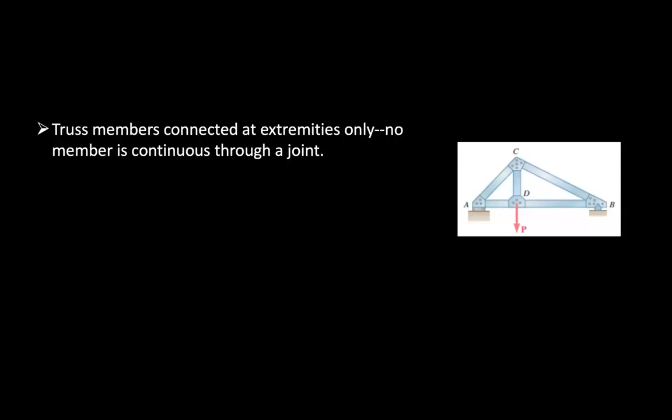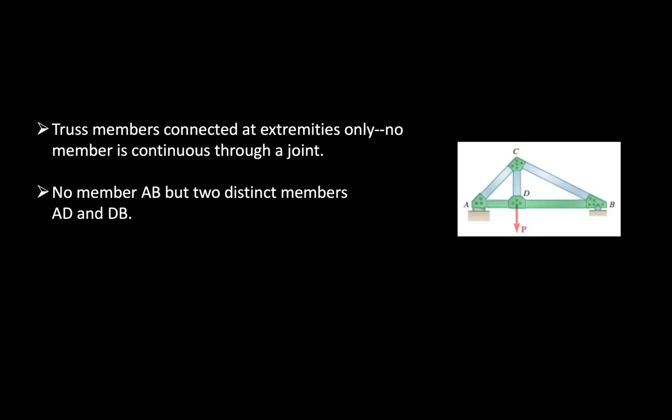Basically, truss members are connected at extremities only. No member is continuous through a joint. So as you see, these are the joints, and then there is no member AB, but instead 2 distinct members, AD and DB.